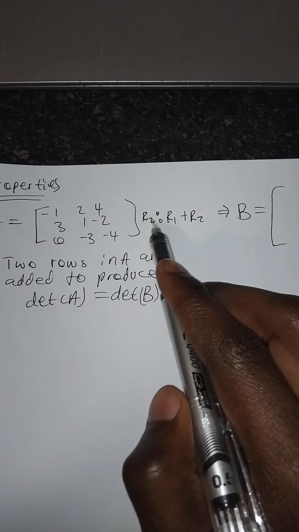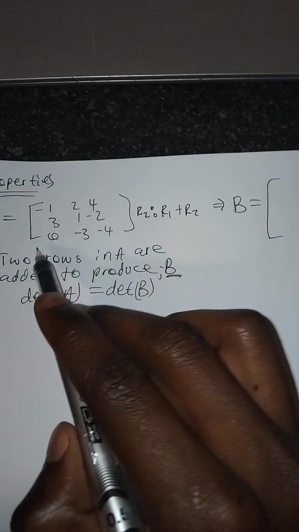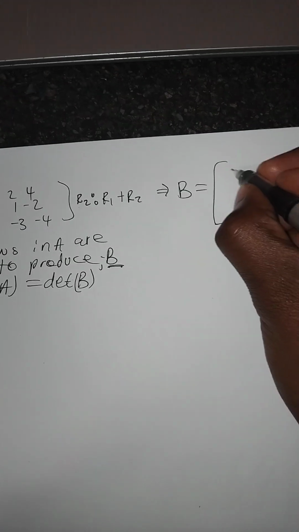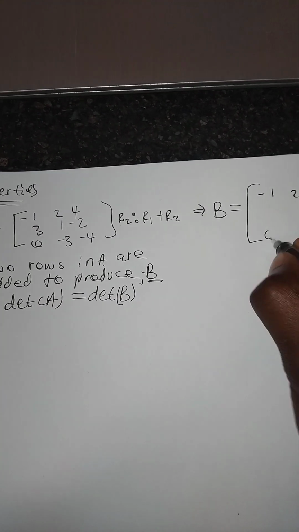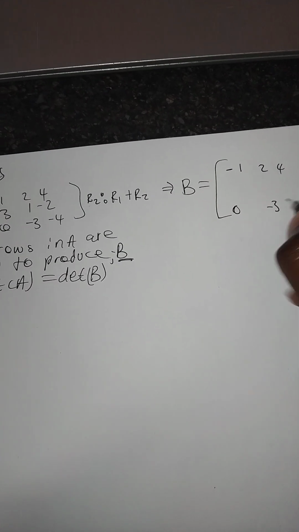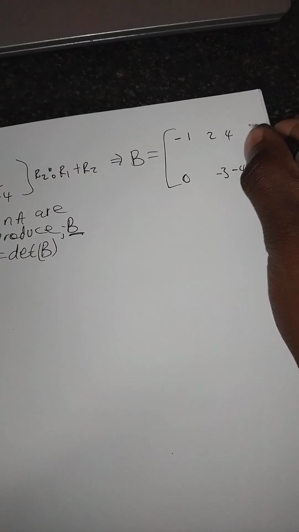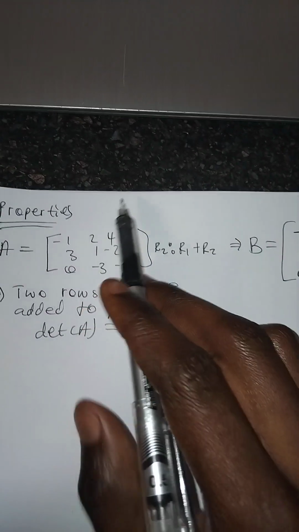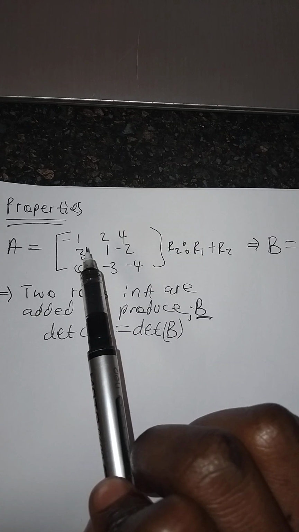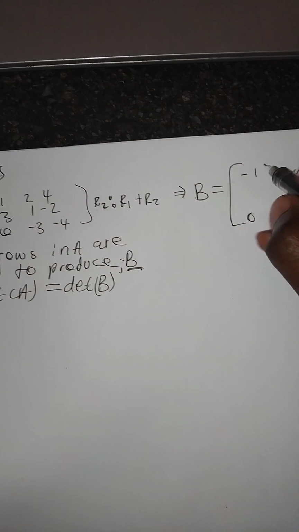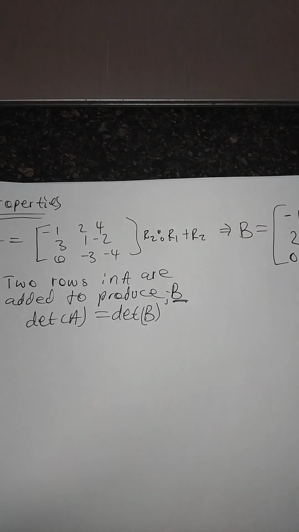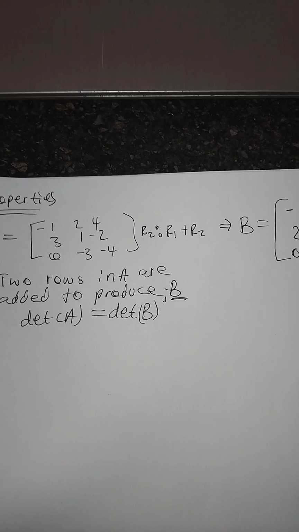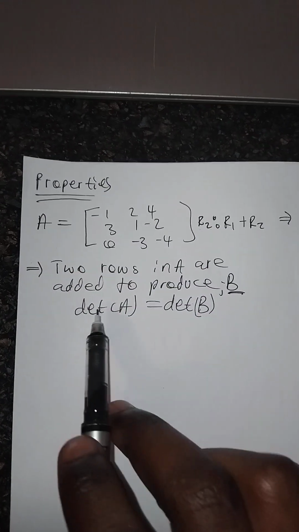Since I'm only affecting row 2, that means row 1 and row 3 are still going to be the same. So you're going to have -1, 2, 4, and the last row 0, -3, -4, like that. Okay, so now let's add the things. So we have 3 minus 1, that is going to give us 2. Then 1 plus 2, that is going to be 3. Then -2 plus 4, that is going to be 2. Just like that. Okay, so we want to show that this statement is true.